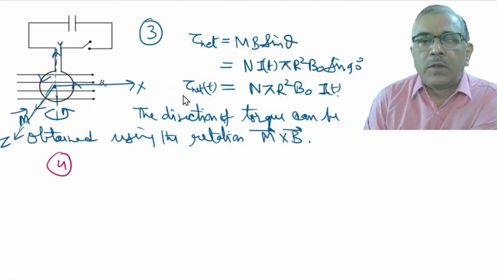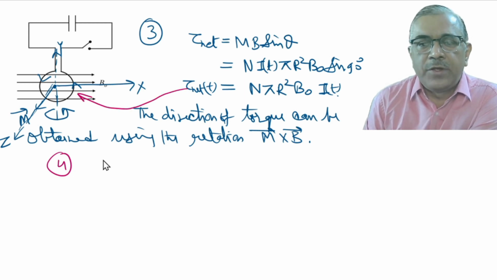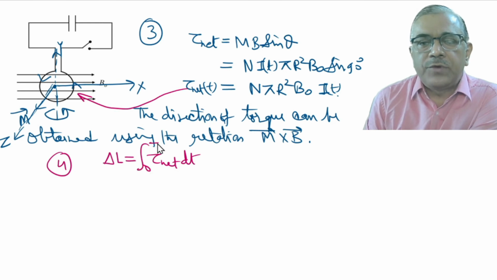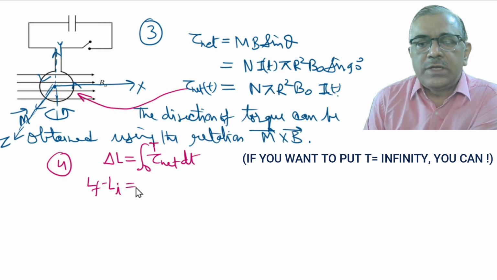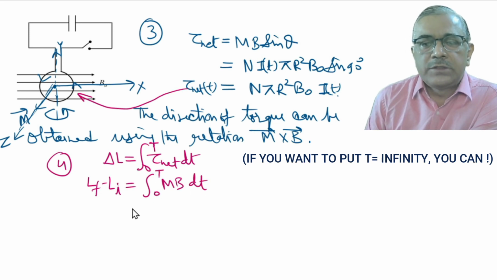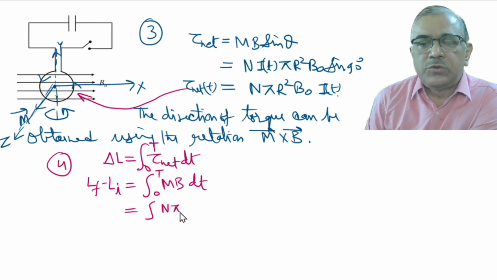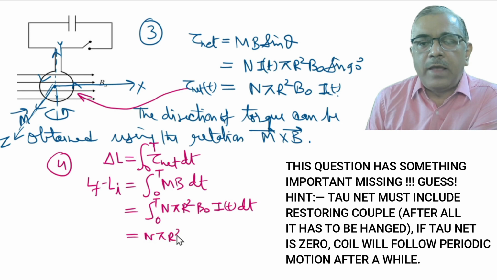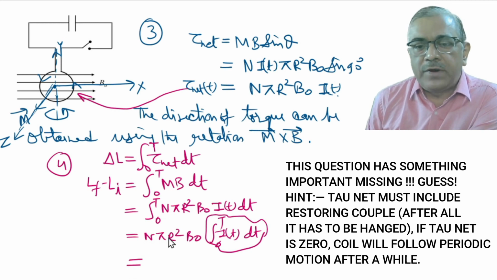Now point number 4, this torque provides the necessary angular impulse given by the expression delta L equals integral of tau net dt from 0 to T. So L final minus L initial is equal to the integral of tau net, which is equal to M B dt from 0 to T. Substitute the value of M. This is equal to N into pi r square B naught I at time t dt, and this should be integrated from 0 to capital T, and this is equal to N pi r square B naught times the integral of I at time t dt from 0 to T, and this happens to be the charge that flows during the time interval the capacitor discharges, and hence this is equal to N pi r square B naught into Q.